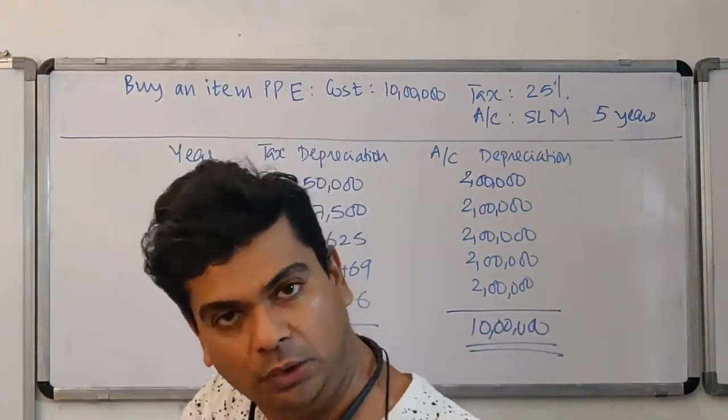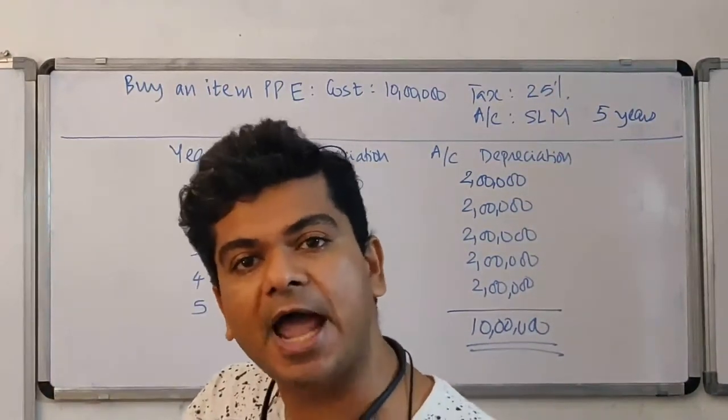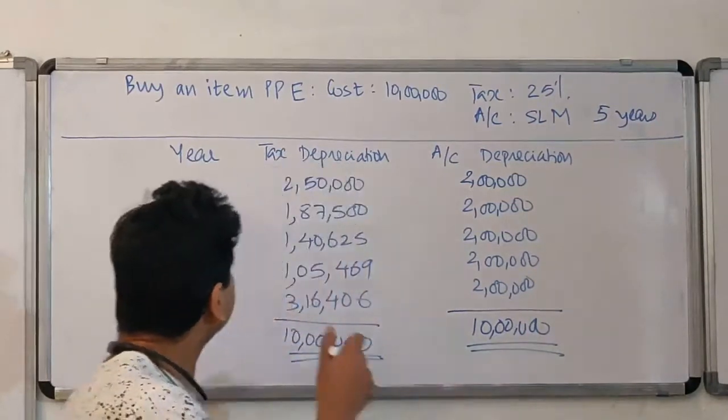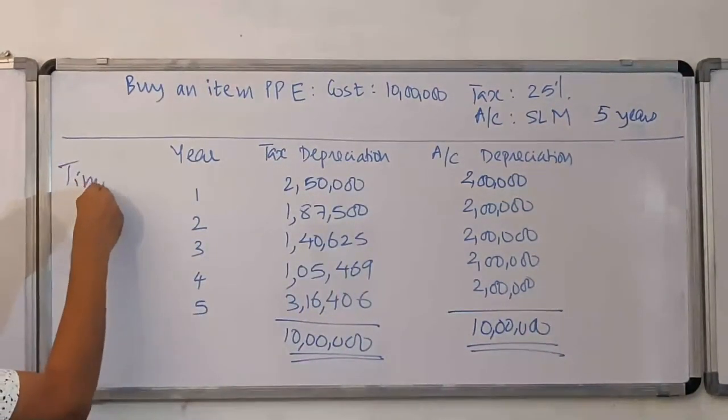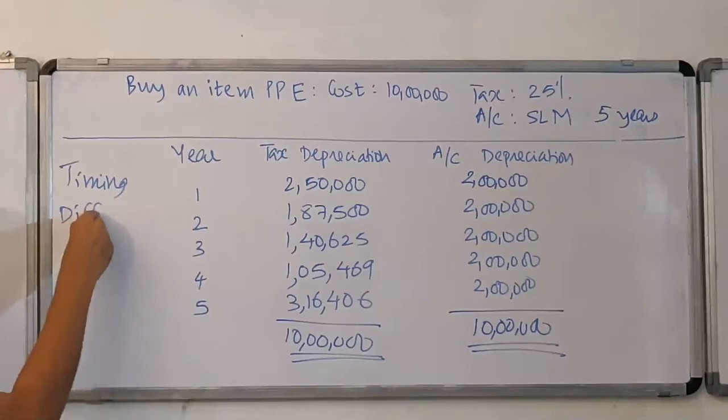Accounting Standard 22 calls this a timing difference. Right, it says that this is a timing difference.